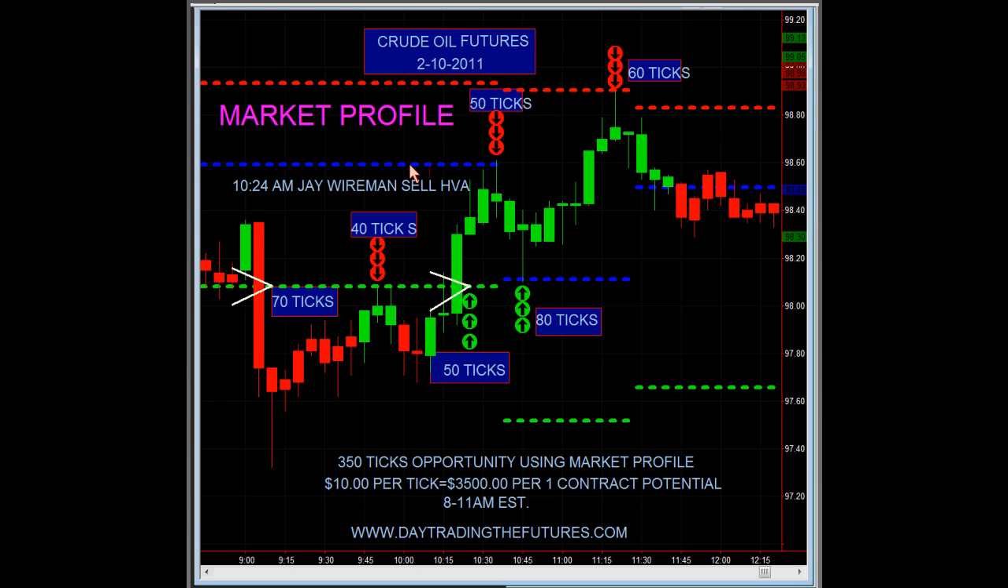And then I've got these dots to help you out. So oil, this is 350 ticks of opportunity. I teach traders to only go from 8 to 11 a.m. That's all you need to trade every day, 8 to 11 Eastern, only 3 hours. That's 350 ticks of opportunity in market profile just on Friday. That's $10 per tick, $3,500 per one contract potential. Play my video at daytradingthefutures.com for my exact setups.